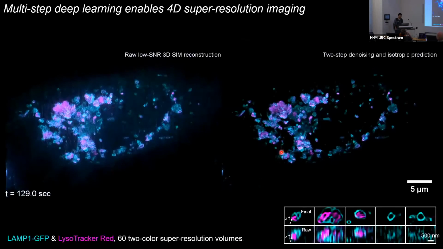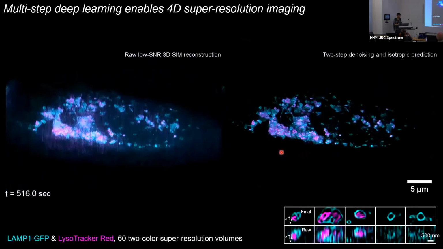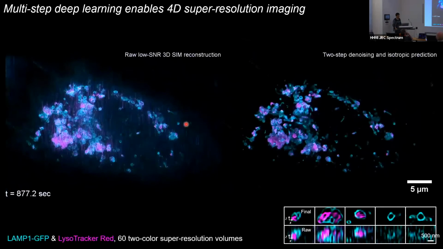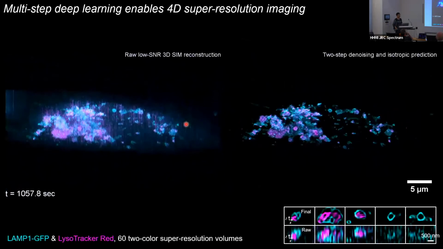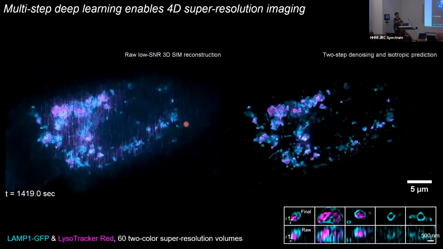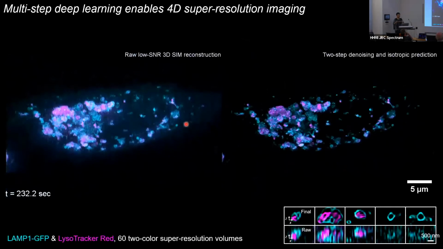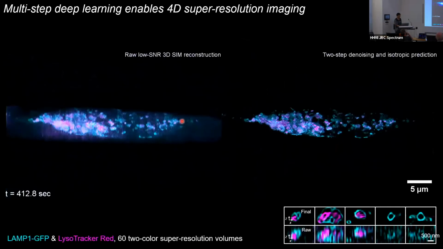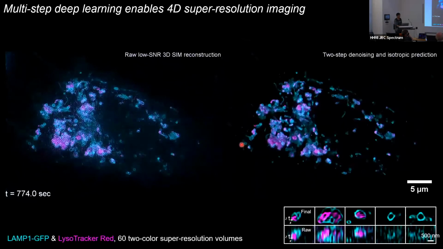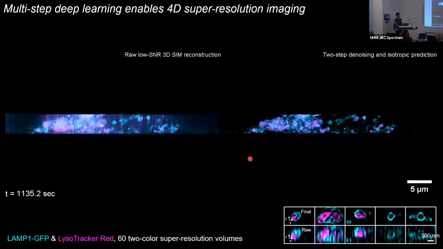Of course, deep learning could also be used for dual color live cell imaging, right? We also always talk about dual color. This U2OS cell is expressing LAMP1 GFP, which labels the lysosomal membranes, the outer membranes, and it was additionally labeled with LysoTracker Red, which labels the lysosomal interior. So we can say the volumetric imaging over 60 time points shows the potential of this multi-step deep learning method.